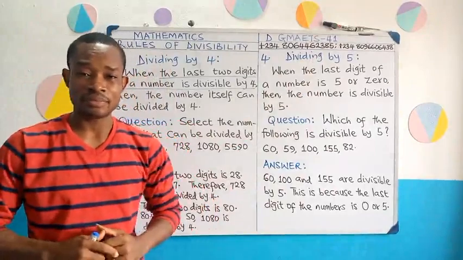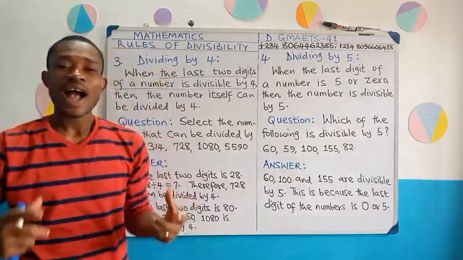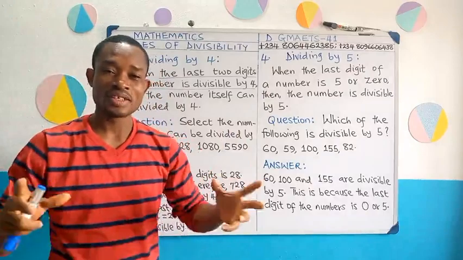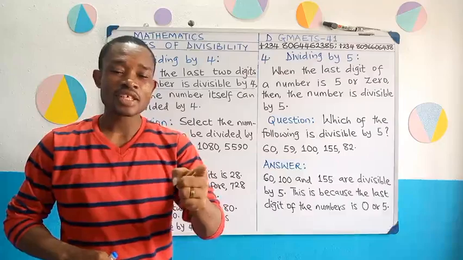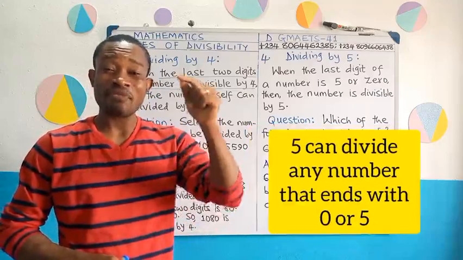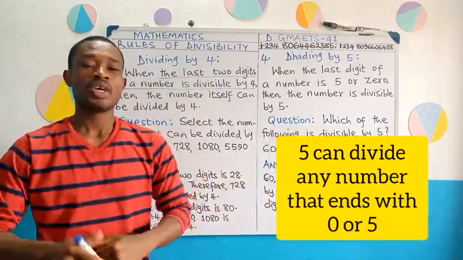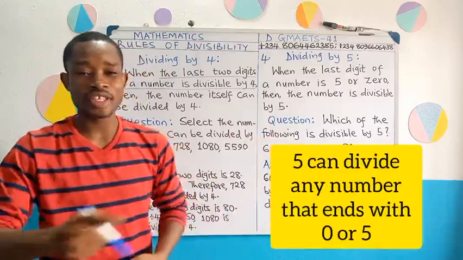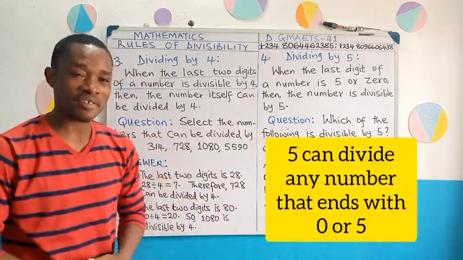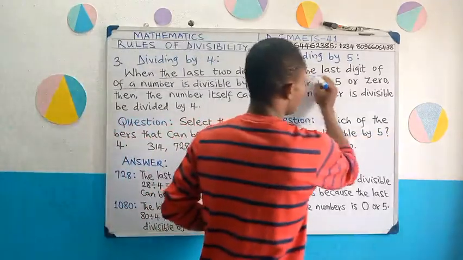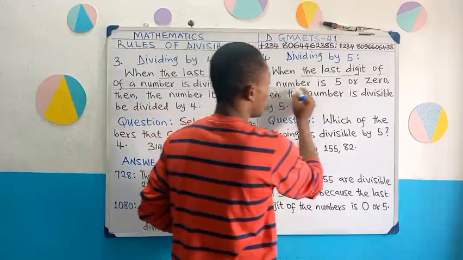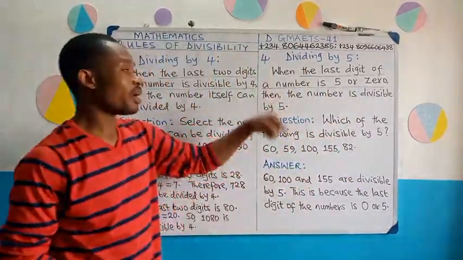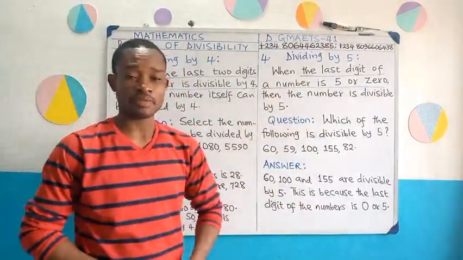Dividing a number by 5. How can I find out that a number can be divided by 5? So this is the rule. The last digit of the number will be 5 or 0. That is to say that the number will end with the digit 5 or end with the digit 0. If it happens, it means that 5 can divide that number itself. Let's underline the main point. The last digit of the number is 5 or 0. Then it means that the number itself can be divided by 5.